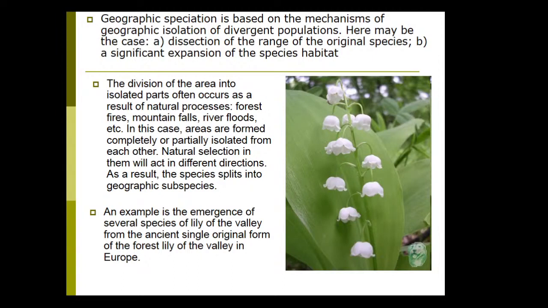The division of the area into isolated parts often occurs as a result of natural processes: forest fires, mountain falls, river floods, and so on. In this case, areas are formed completely or partially isolated from each other. Natural selection in them will act in different directions. As a result, the species splits into geographic subspecies. An example is the emergence of several species of lily of the valley from the ancient single original form of the forest lily of the valley in Europe.